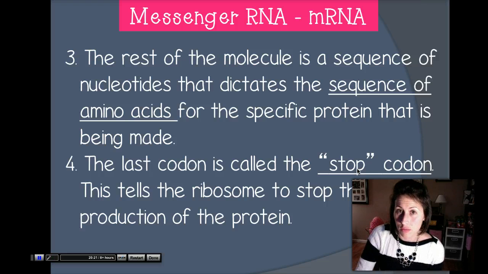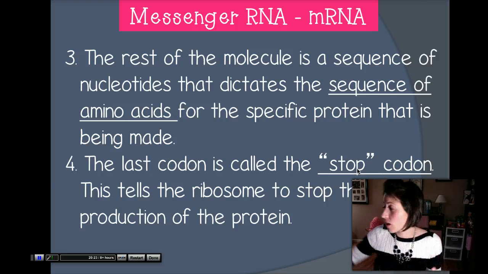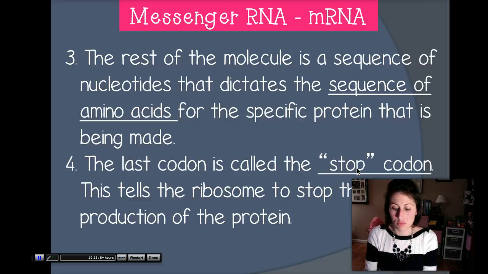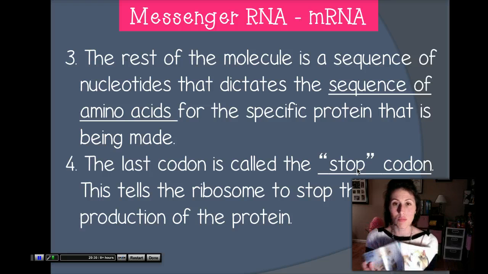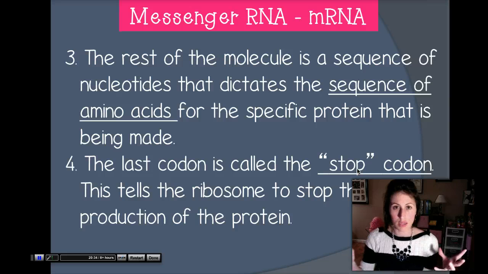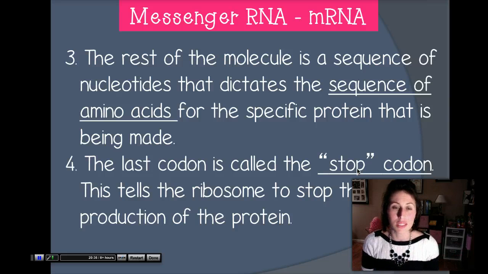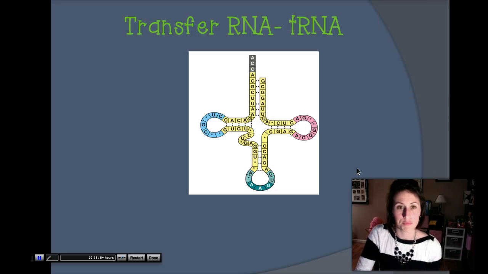The last codon is called the stop codon, and this tells the ribosome to stop the production of proteins. All right? So once it gets to the very last page of our instruction booklet, it's like, oh, we're done being built, and end scene. Okay? That just tells the ribosome it's done. That's like the period at the end of the sentence.